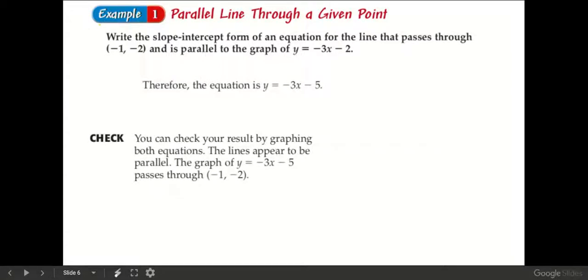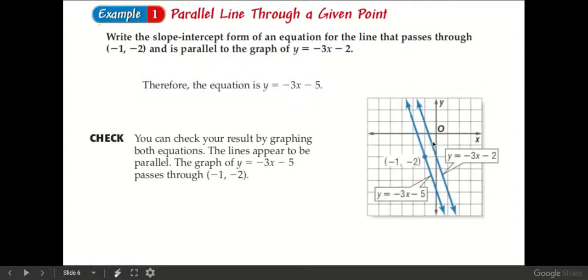So we can also check this, right? If we took this equation and graphed it, it would look something like this, right? It would go through here and it would go down through here. It's got a y-intercept of -5, a slope of -3, and I can tell it has a slope of -3 because it was down 3 over 1. And here's the other equation, y equals -3x minus 2 that I was given, and I can see that they're both parallel to each other, so it ends up working out.